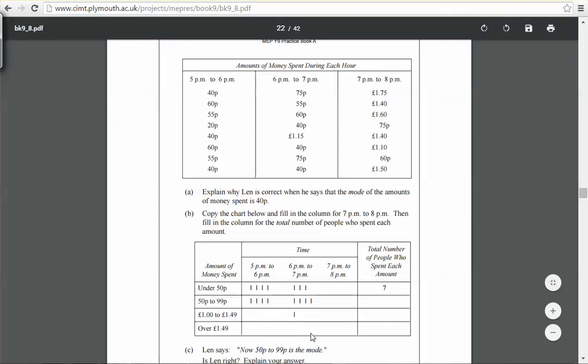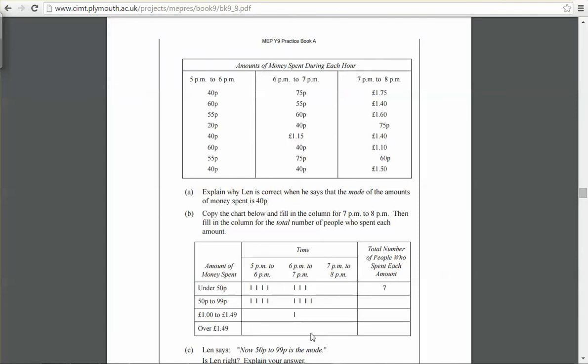Okay, looking at this question 3, I don't want to actually do the calculations, I want you to explain the situation. So we've got the amounts of money spent during each hour. If you look at that table, it's the total number of people who spent each amount. So why would we be collecting this data? Well, to see at what time, like what amount of money. Yeah. So what amount of money gets spent at what time, and whether there's a difference in times.